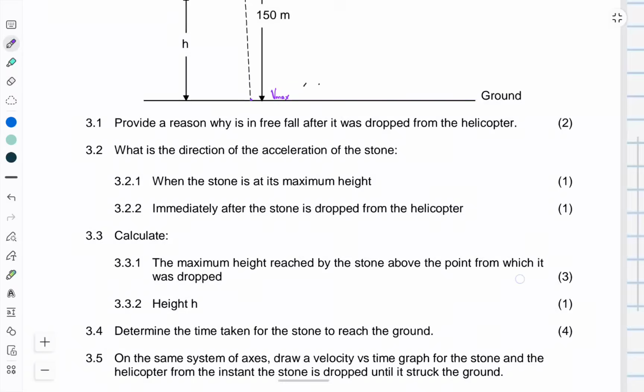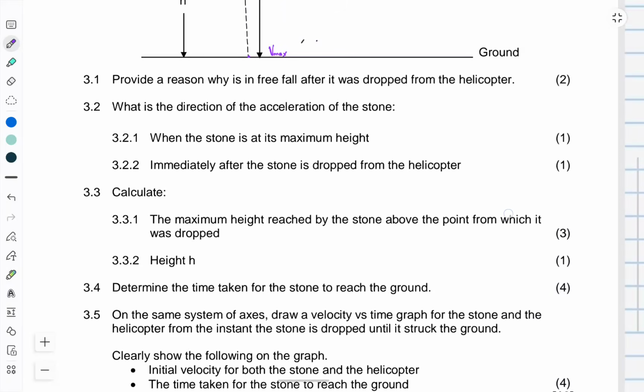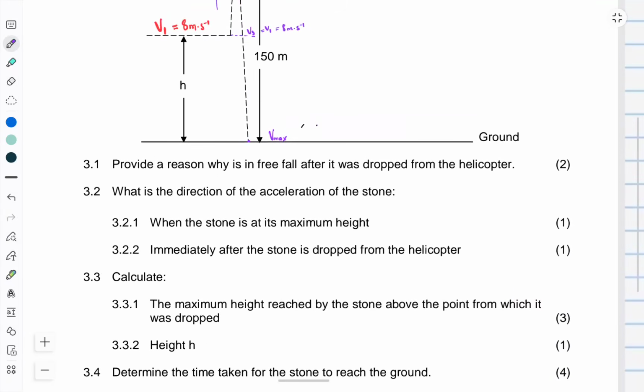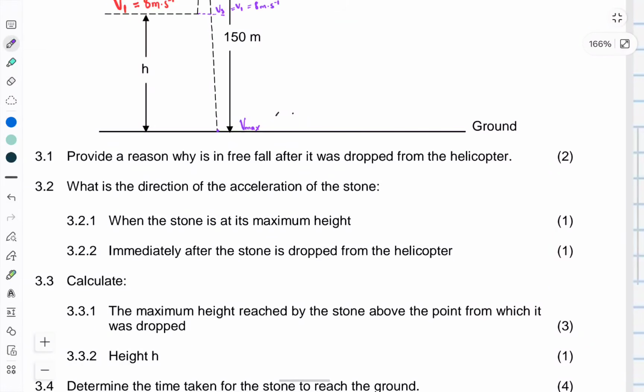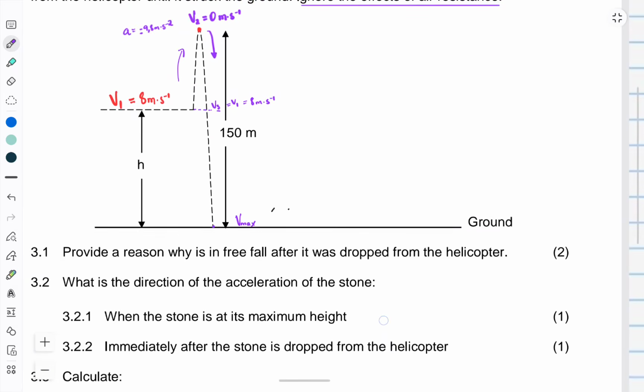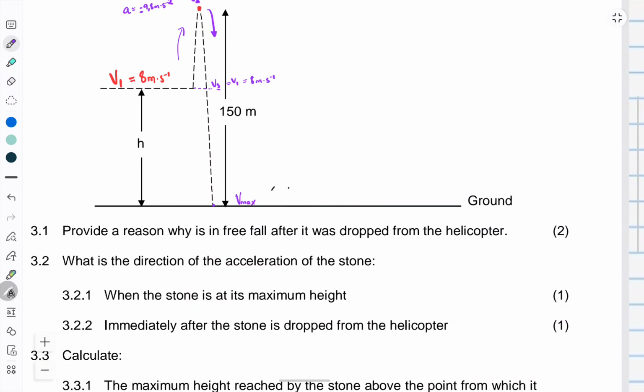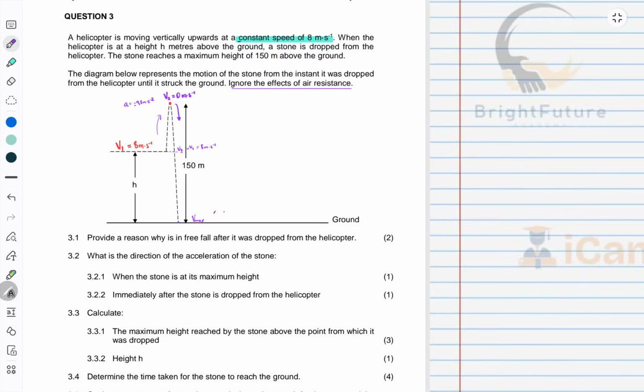Yes, so now we can go to 3.1. Provide a reason why the stone is in free fall. I think they're supposed to say that, after it was dropped from the helicopter. Simple, because there's no other force acting on the stone except the gravitational force. That's it. That's your reason, right?